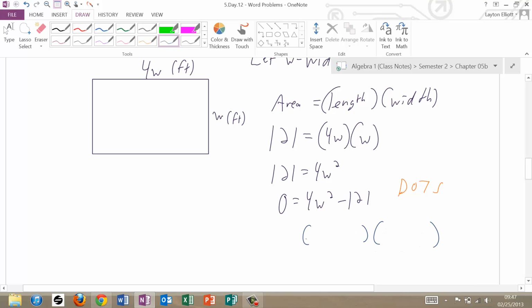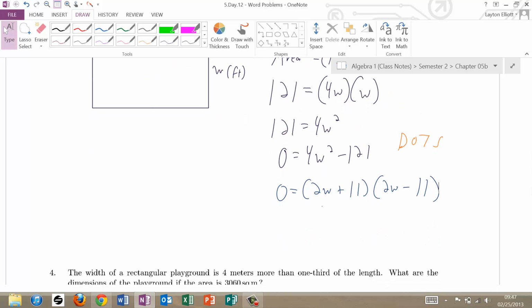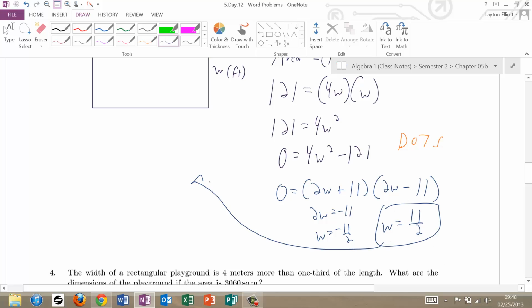So separate it into two binomials. I have 2W plus 11 and 2W minus 11. And then this is 2W equals negative 11, W is equal to negative 11 over 2. This is going to be W is equal to positive 11 over 2. Width can't be negative, so I know that W is equal to positive 11 over 2. We're going to state that as a decimal.